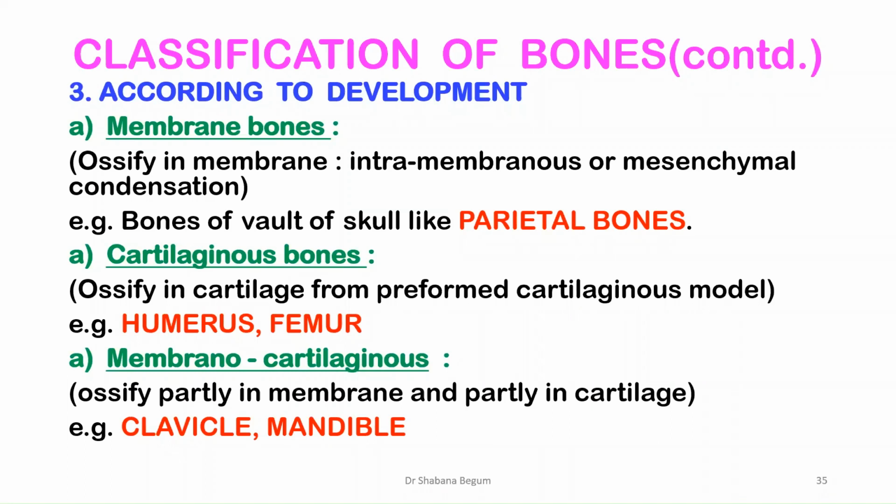The third type of classification of bones is according to development. So we have membrane bones, cartilaginous bones, and membranocartilaginous bones. The membrane bones are those which are developed by membranous ossification. Examples are bones of the vault of the skull, like the parietal bones. The cartilaginous bones are those which are developed by endochondral ossification. Examples are humerus and the femur. Membranocartilaginous bones are those which are developed by both membranous and endochondral ossification. Examples are the clavicle, mandible, etc.